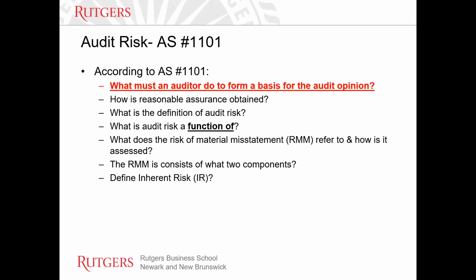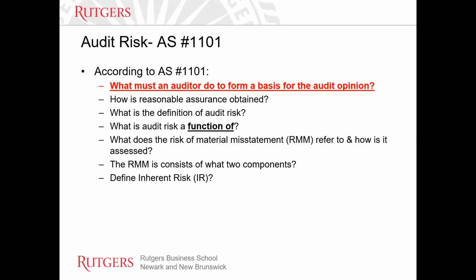Risk of material misstatement is going to be affected by control risk. If the controls aren't working well, guess what? There's likely a higher likelihood that there's going to be an error in the financial statements, maybe even a material one. If there's high inherent risk, same thing.